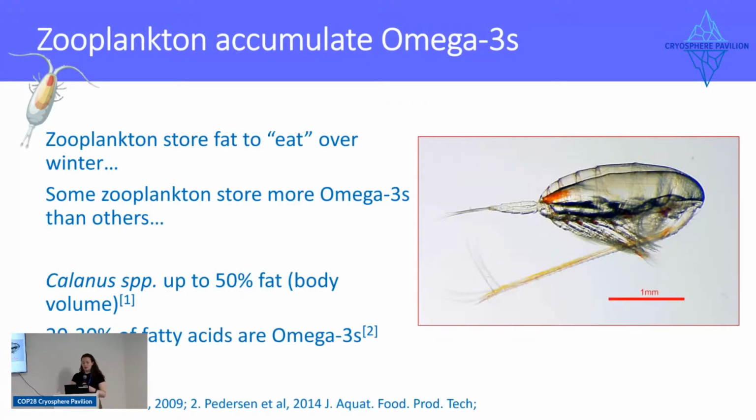So zooplankton are very fat, not only are they very energy rich, but they also accumulate a lot of these omega-3s. And some zooplankton are better than others. So this species here is Calanus. Calanus is very fat and stores a lot of omega-3s. So it's energy rich and very nutritious. And you can see here, if I just circle this in red, that's their fat sac. So you can see that over 50% of their body volume is just pure fat, pure energy.